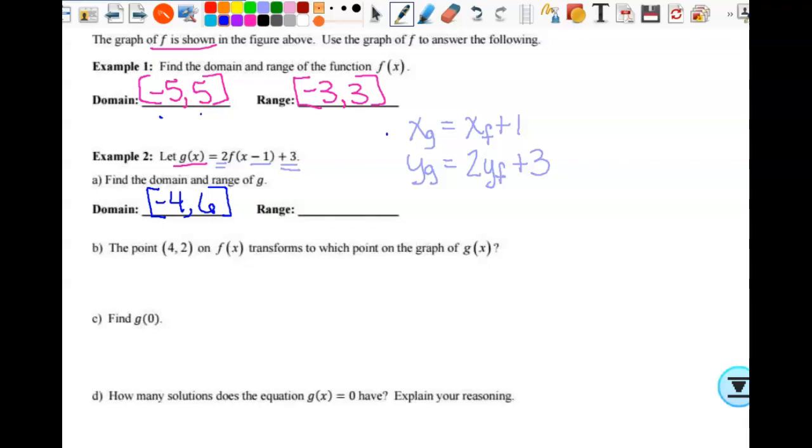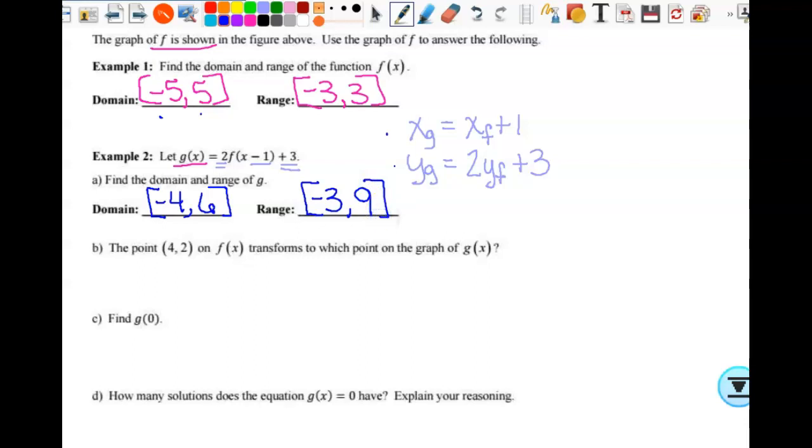Okay, make sense? So then for the range, we basically do the same thing. I take that -3, I use this equation here, I double it and get -6, add 3 and get -3, and then 2 times 3 plus 3 is 9.